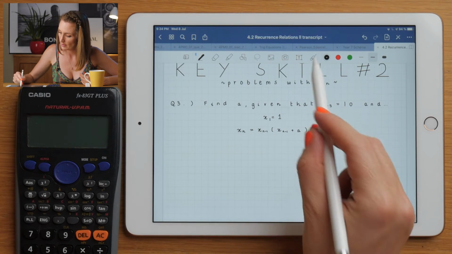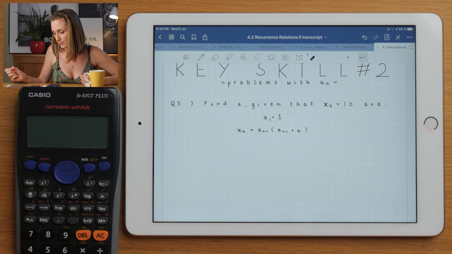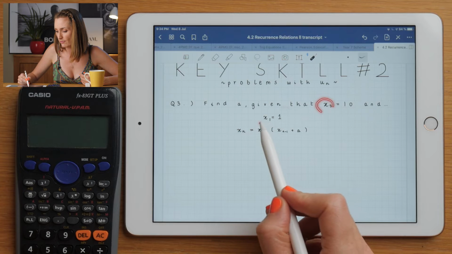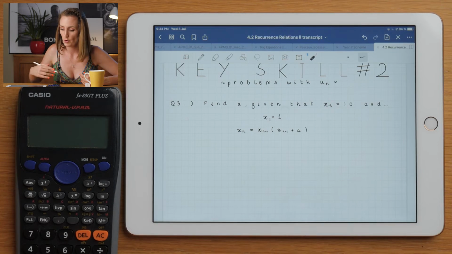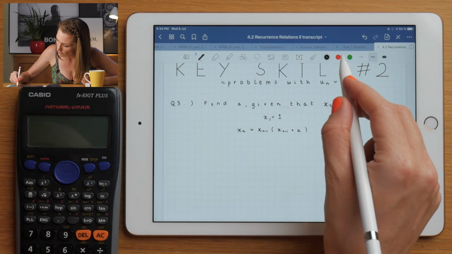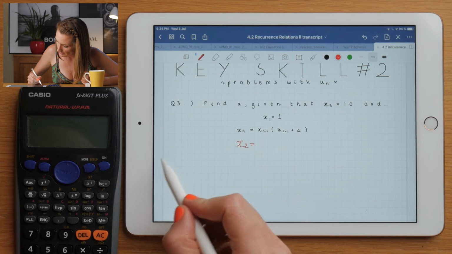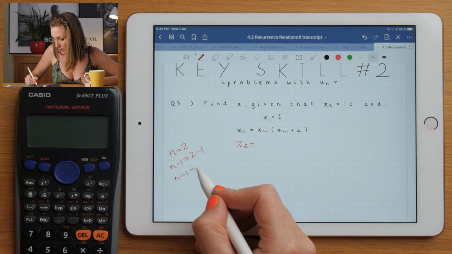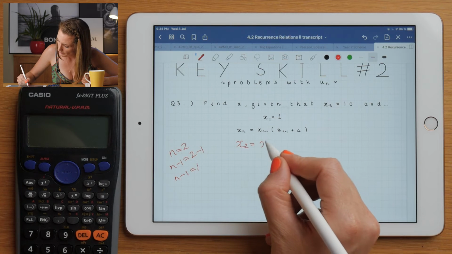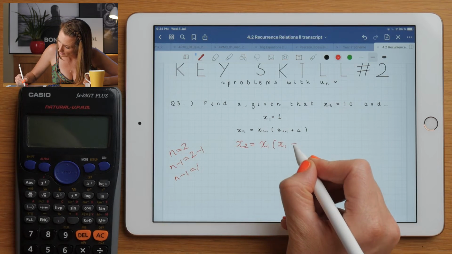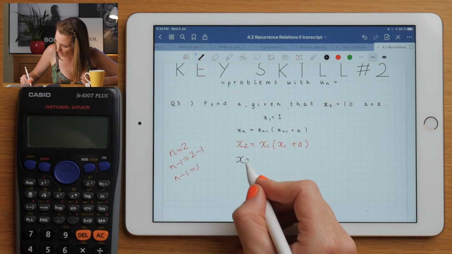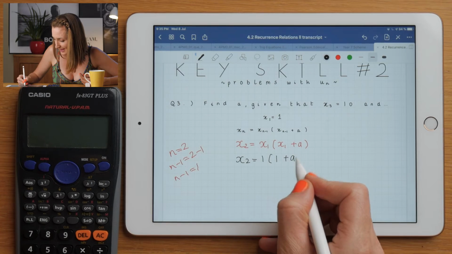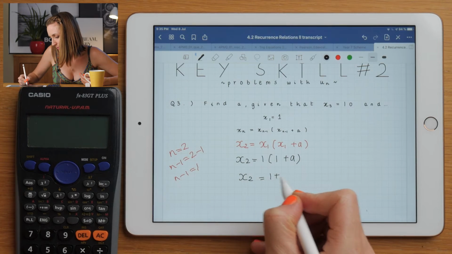And we've been given a recurrence relationship. As you guys already know by now, we can't jump straight from x1 to x3. We need to stop in the middle and get x2. So x2 would be this. If n is 2, n minus 1 is 2 minus 1, n minus 1 is 1. So this would be x1 times x1 plus a. So x2 would be x1, which is 1, times x1, which is still 1, plus a. So x2 is 1 plus a.